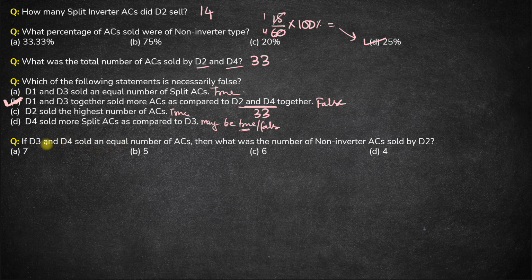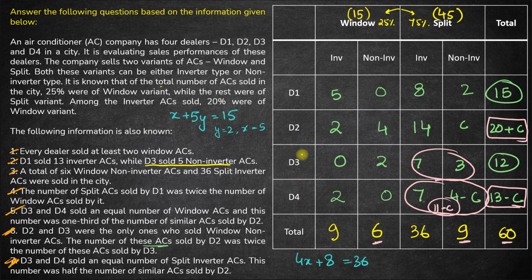And now coming to the last question, if D3 and D4 sold an equal number of ACs. So if this is 12, this must also be 12, and this will be 12 when C is equal to 1. So that means this becomes 12. If C is equal to 1, this becomes 21.